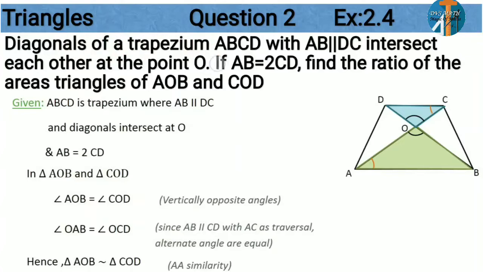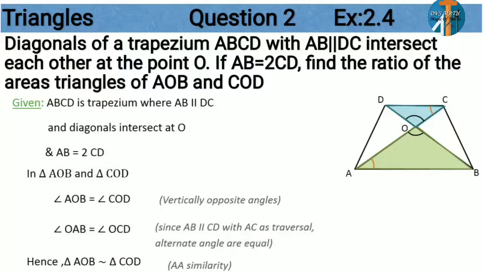Diagonals of a trapezium ABCD. So here ABCD is a trapezium. You can observe the figure, with AB parallel to DC. As you all know, in a trapezium, any one pair of sides is parallel. So here AB is parallel to DC. The diagonals are intersecting at point O. If AB is equal to 2CD, find the ratio of the areas of triangle AOB and COD.